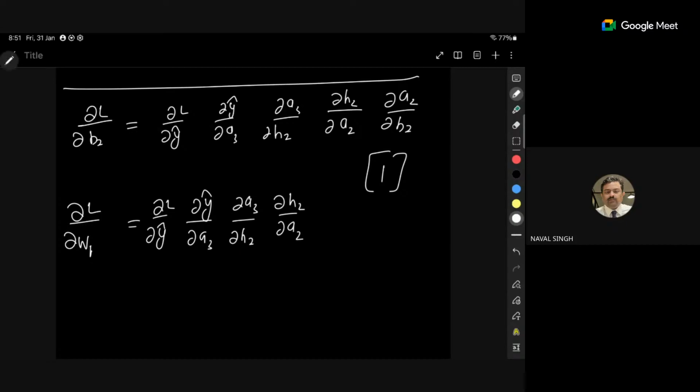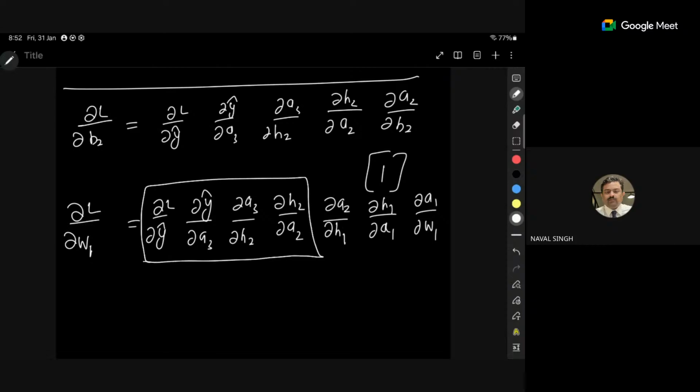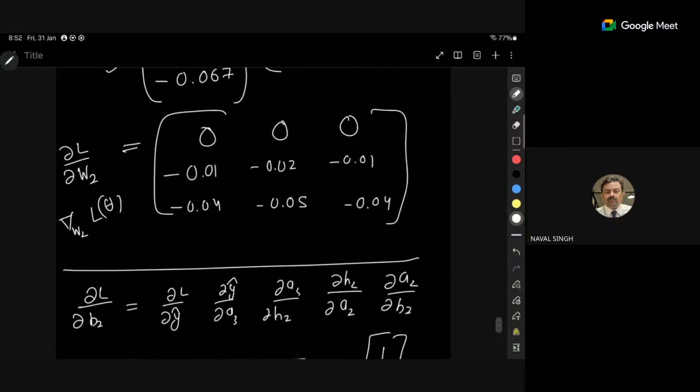And now what should I do with A2? A2 by W1, but then we know that we don't have WX plus B, so we have to do it with H1. H1 is WX plus B. Then H1 with respect to A1, then A1 by W1. So in this whole process, what we have found out is this. I think till here we are clear.